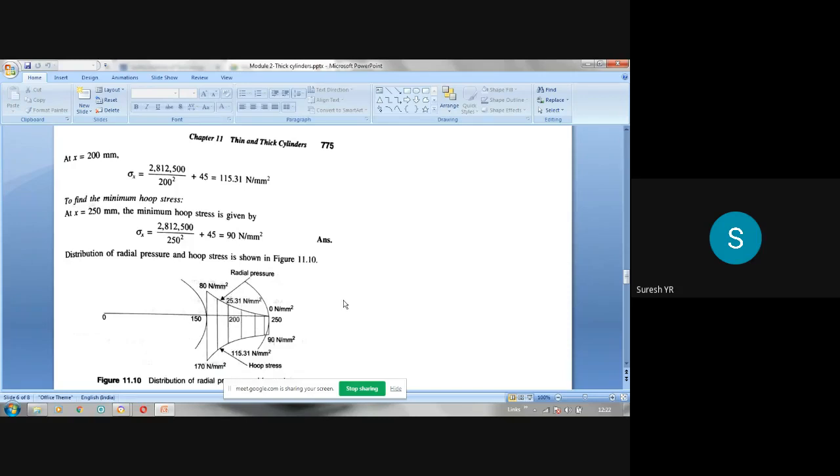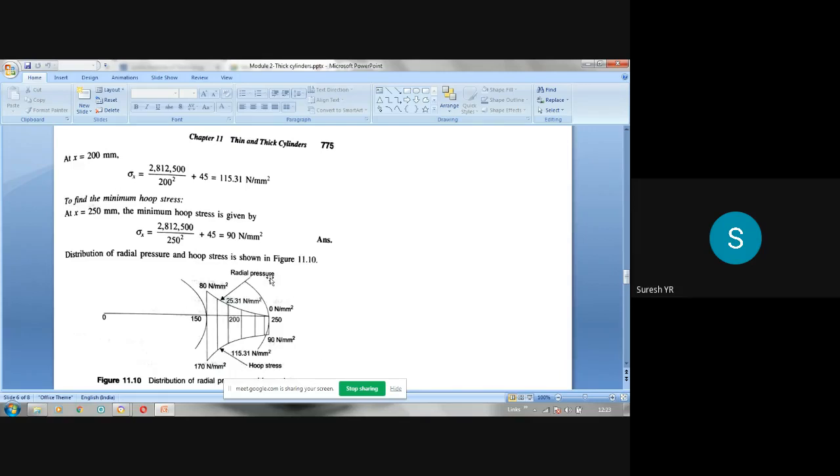So sketch the variation of hoop stress and radial pressure along the thickness of the cylinder, or along the section of the cylinder. If they ask, you have to find the values at some points. So mainly you need at the inner radius, at the outer radius, and in between one or two values you can find out. Just by giving the values of x, you can substitute and simplify. You will get, only thing is it will be decreasing in nature and it is parabolic, and radial pressure you will get compressive, hoop stress you will get tensile.